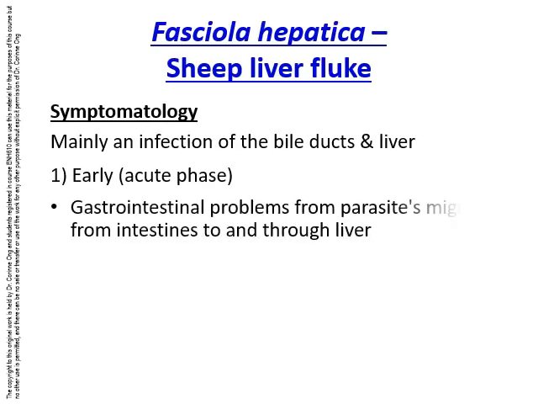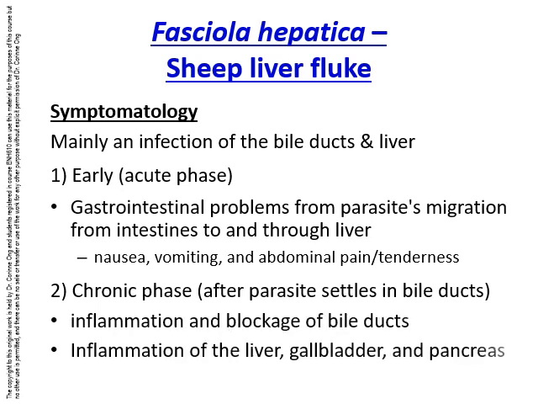The sheep liver fluke is mainly an infection of the bile ducts and liver. In the early or acute phase, gastrointestinal problems result from the parasite's migration from the intestines to and through the liver, causing nausea, vomiting, and abdominal pain or tenderness. In the chronic phase, after parasites settle in the bile ducts, inflammation and blockage of the bile ducts, liver, gallbladder, and pancreas can occur.